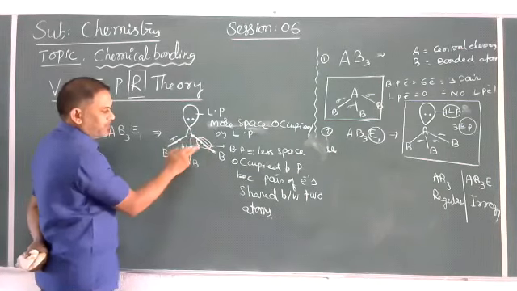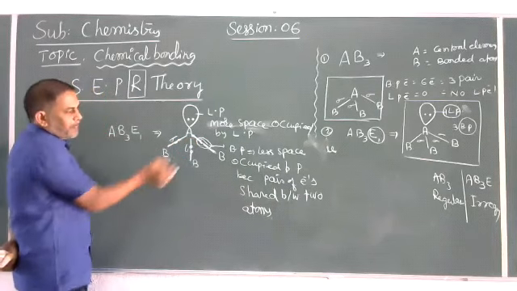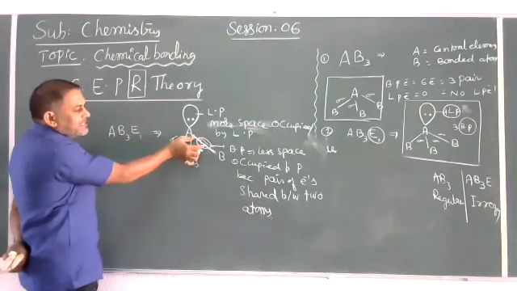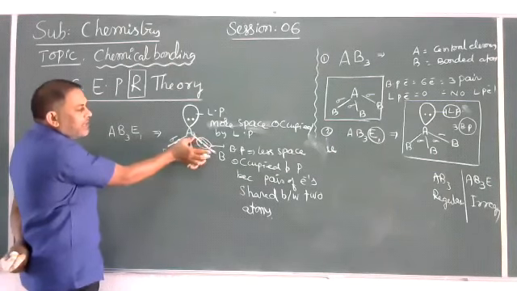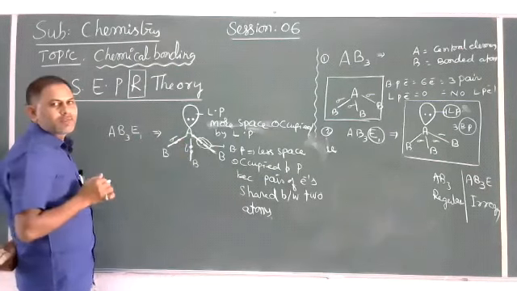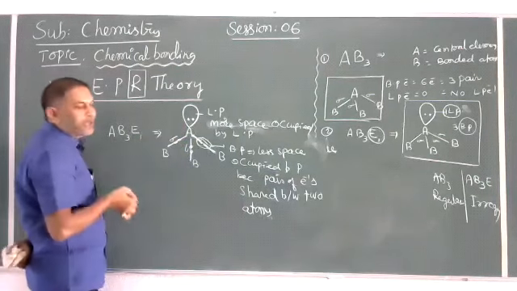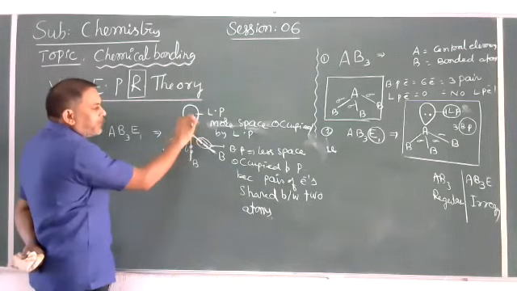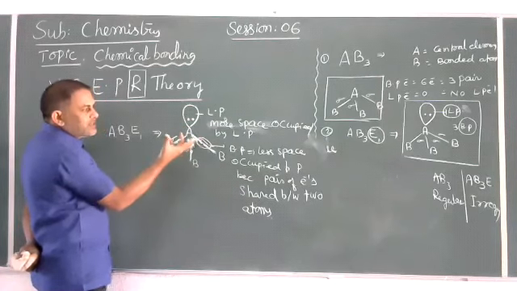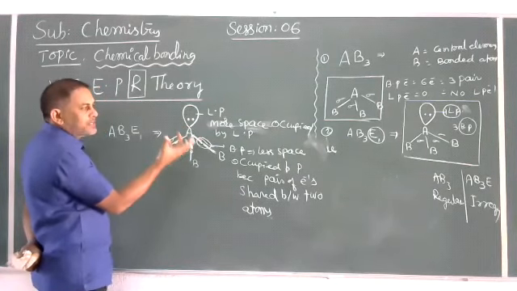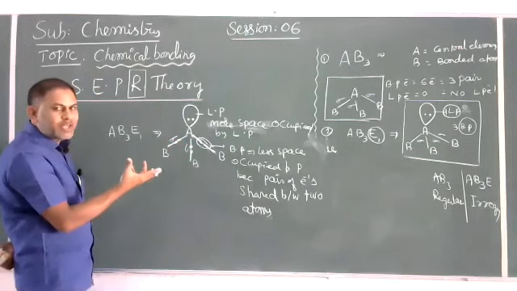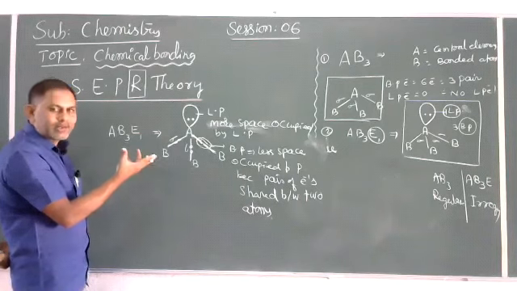That's why the space occupied by a bond pair is less. Less occupied space means they are more stable and have a lower amount of energy, minimum energy. Whereas a lone pair occupies more space on the central atom. The occupied space is more, stability is less. Less stable means high energy, more energy.